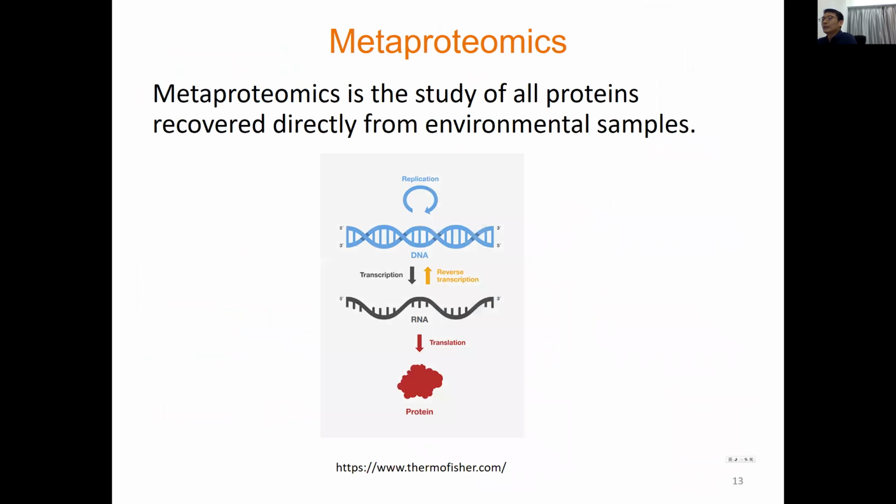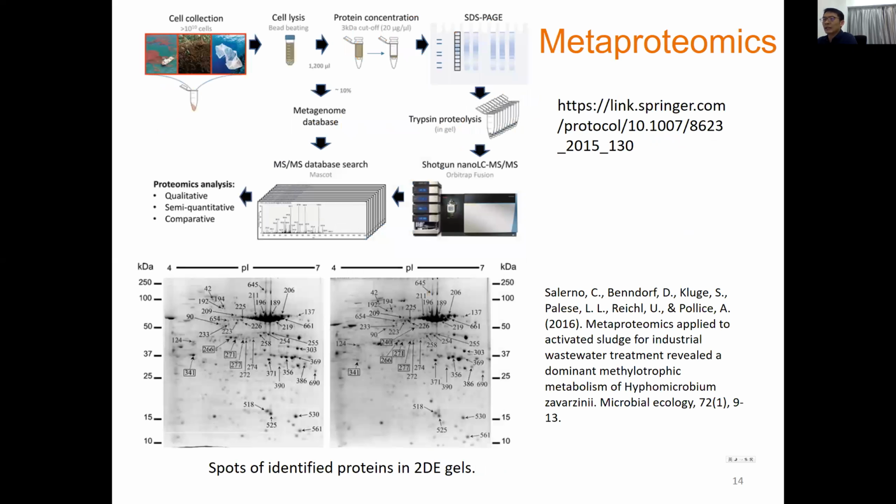Okay, then the third one is metaproteomics. Metaproteomics is the study of all protein recovered directly from the environmental sample. So far, protein sequencing is more difficult than DNA sequencing. So metaproteomics is not that widely used, although it is very important.